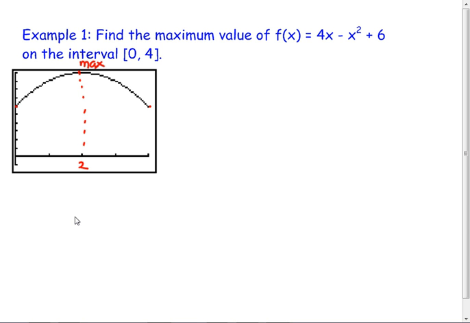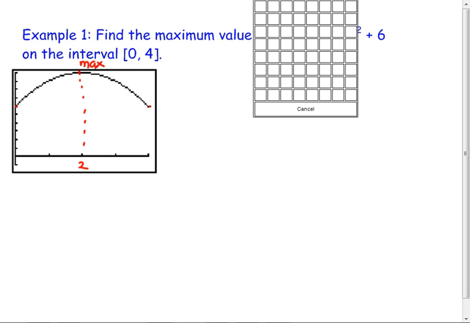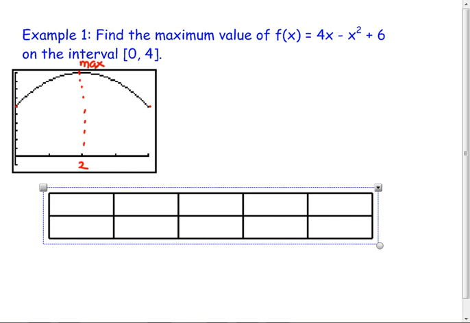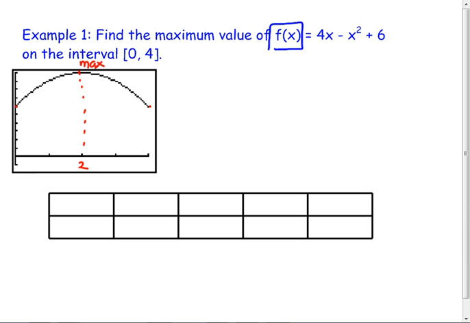So I kind of like to do my chart first, except sometimes I don't know how many values, so I'll just make it a bigger chart. I'm going to make a table here. And all I'm going to do is evaluate f of x at all the critical points. Well, there are 2 easy critical points. What are they? 0 and 4. I've got my endpoints. I always have those.